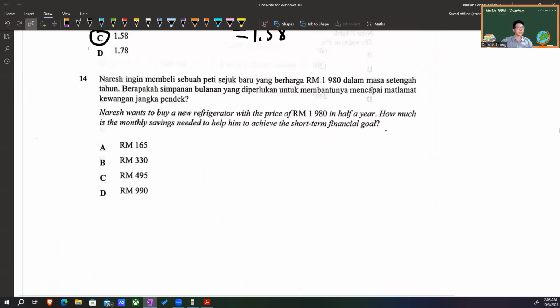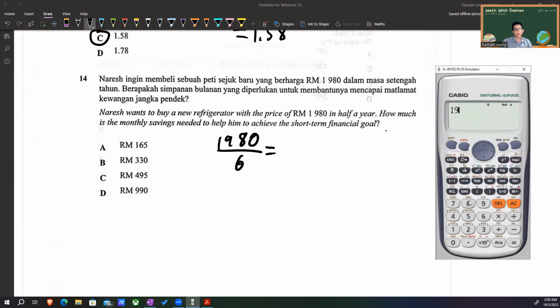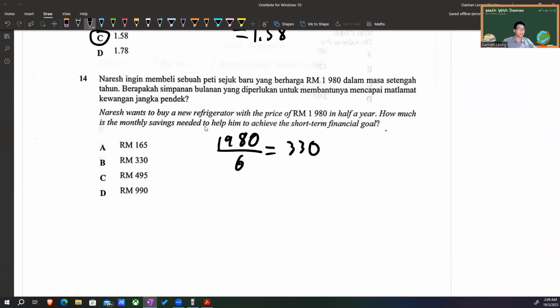Question 14. Darius wants to buy a new refrigerator with price 1980 in half a year. How much is the money savings needed to help him achieve the short-term financial goal? So the price is 1980 in half a year. Half a year means 6 months, so I divide by 6. It is 330. Means each month he has to save 330. That's it.